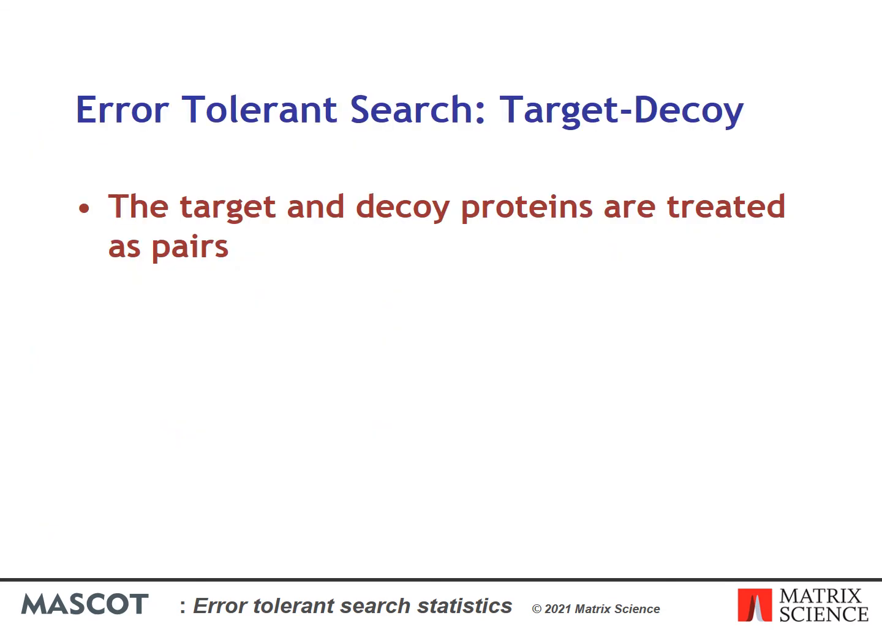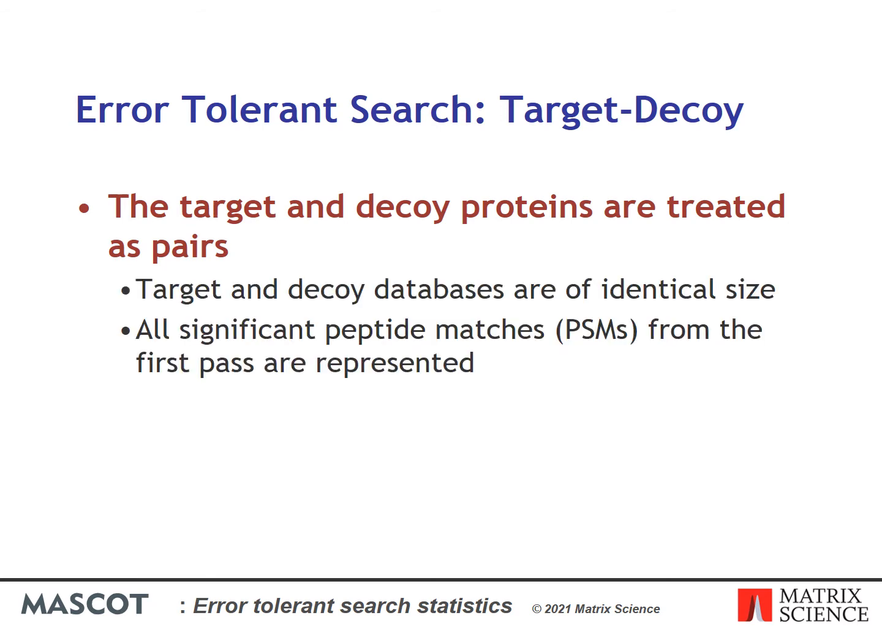The way this all works is that target and decoy proteins are always treated as pairs. So after the first pass search, when proteins are selected, each significant match, whether it's from the target database or the decoy database, causes the relevant pair of target and decoy proteins to be selected for the second pass. This means that the target and decoy databases are of identical size and they contain all the significant peptide matches from the first pass.